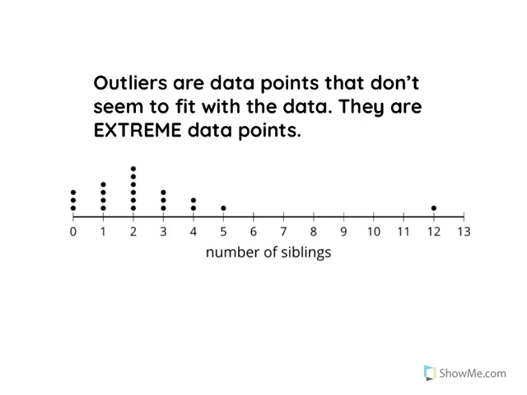So if we take a look at this dot plot right here, we're looking at number of siblings, and most of our data points fall between 0 and 5. However, if we take a look at this data point right here, we see someone has 12 siblings. While someone may well have 12 siblings, that doesn't really fit with the general form of our data, which was between 0 and 5. So this right here is what we call an outlier.